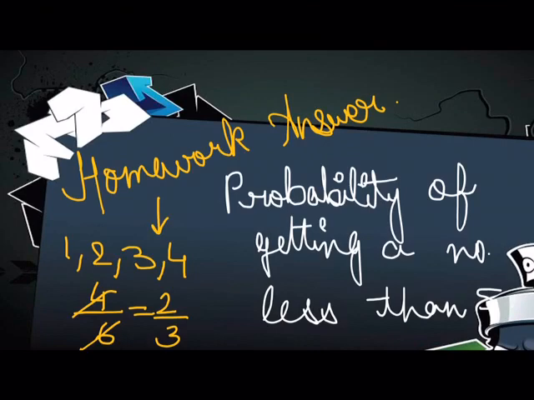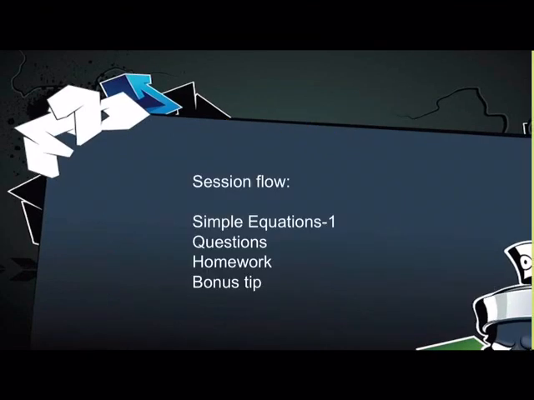Now, if I talk about the homework answer, here comes the homework answer for today. The question was the probability of getting a number less than 5. So, less than 5 we have 1, 2, 3, 4, right? So 4 observations are there, so 4 upon the total number of observations, that is 4 by 6. If I reduce it to its lowest term, I'll get 2 by 3. So the right answer is 2 by 3.